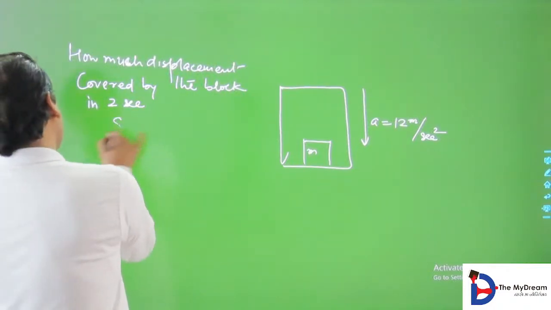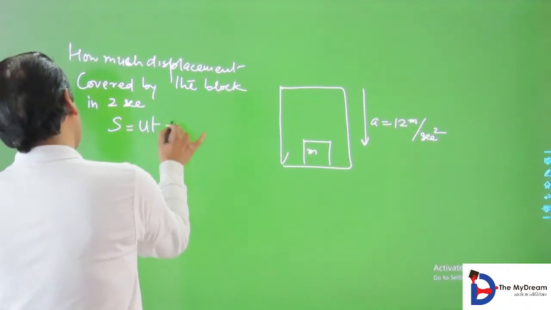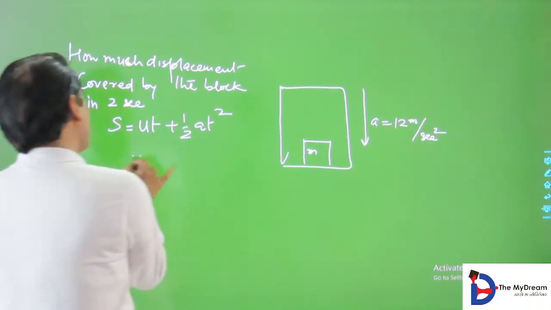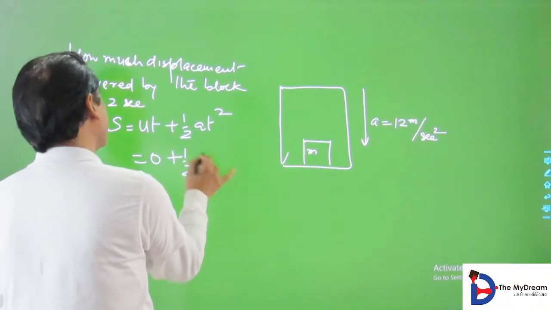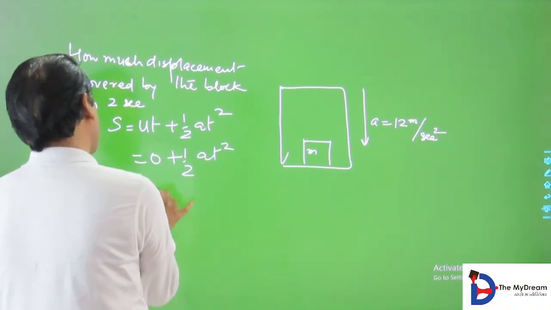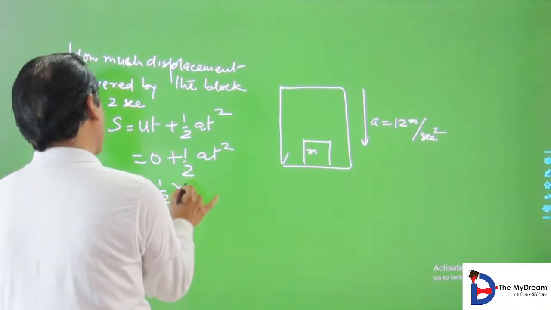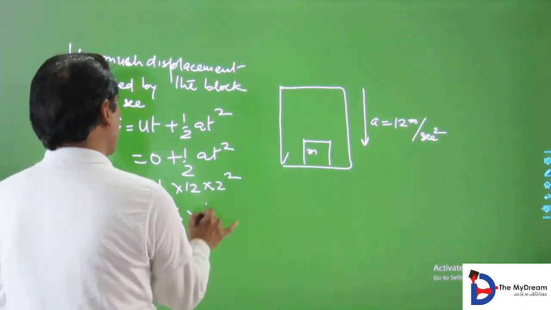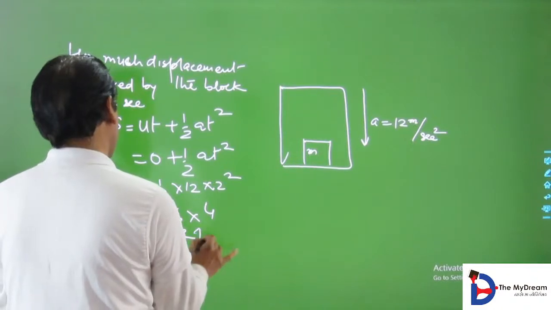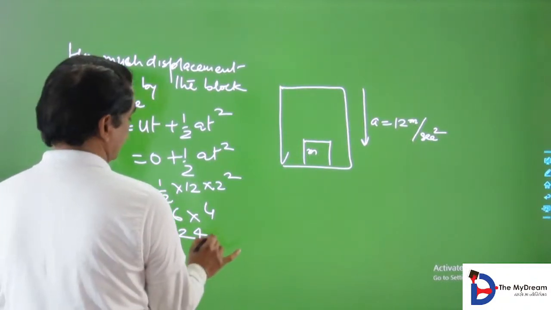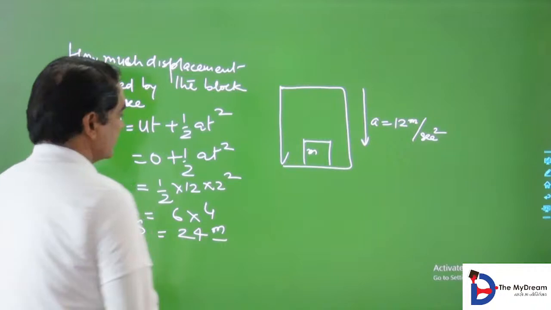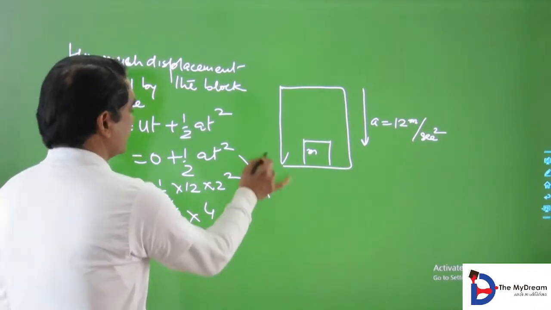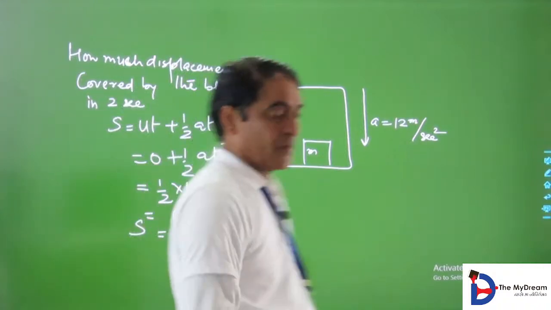So S is equal to ut plus half at square. Initially the block is at rest, so you can write A is equal to 12, and how much time was given? 24. Which is wrong? Why?